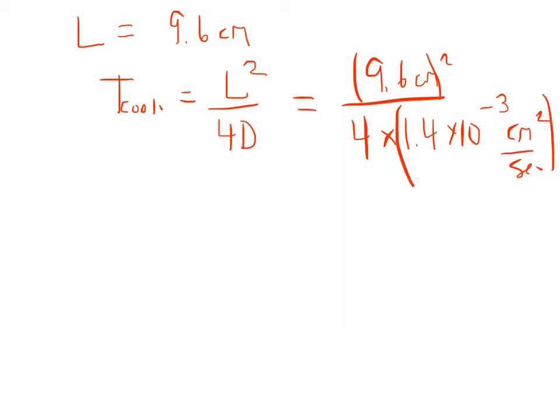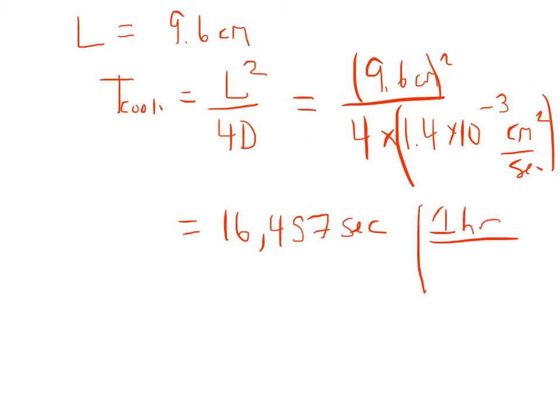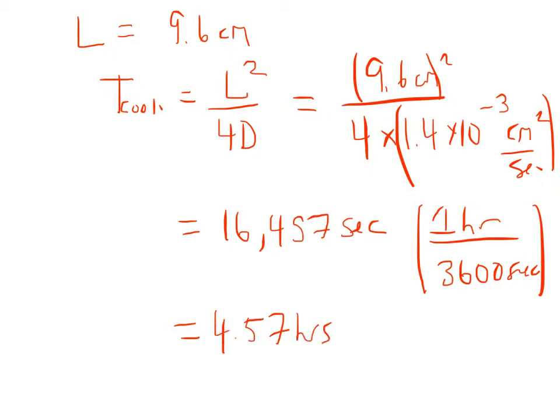If you multiply all this out, what I find is that this is 16,457 seconds. We'd like to compare this to the cooking time reported in the recipe, which you will remember was about 2.75 hours. To convert from seconds to hours, we know that 1 hour is 3,600 seconds. So this corresponds to about 4.57 hours. That's actually quite a bit longer. It's almost 2 hours longer.